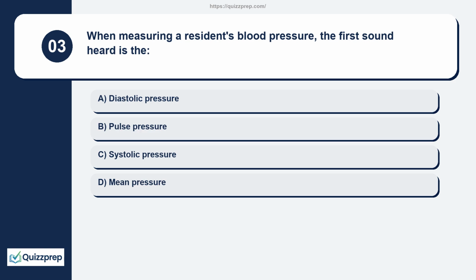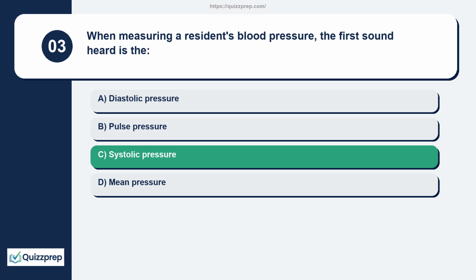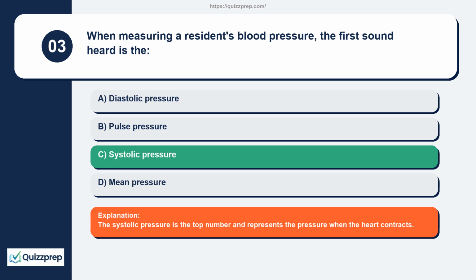Question 3. When measuring a resident's blood pressure, the first sound heard is the diastolic pressure, pulse pressure, systolic pressure, mean pressure. The systolic pressure is the top number and represents the pressure when the heart contracts.